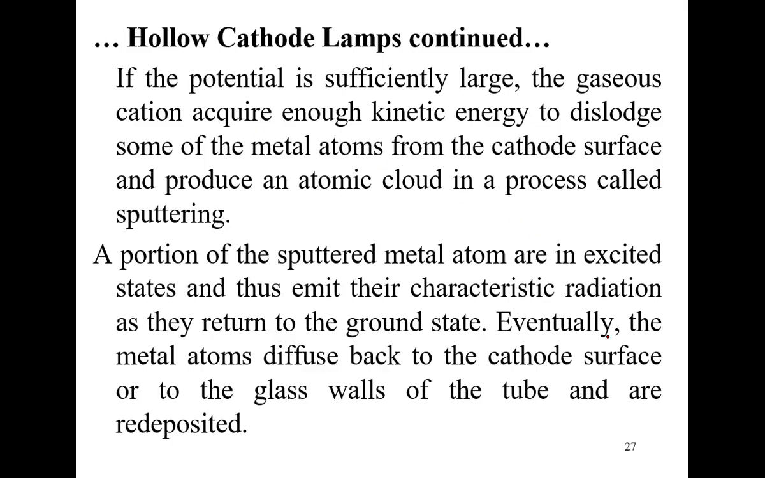A portion of the sputtered metal atoms are in excited states and thus emit their characteristic radiation as they return to the ground state. Eventually, the metal atoms diffuse back to the cathode surface or to the glass walls of the tube and are redeposited. So that's simply they absorb a given amount of light, get to the excited state, and then return back to the ground state, giving off that amount of light. All right? The amount of light absorbed is proportional to the concentration of your sample.